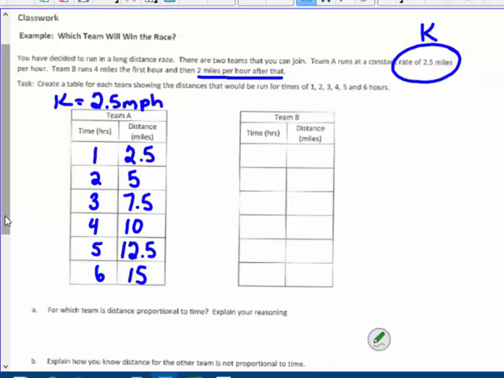Team B runs in the first hour 4 miles. Then after that, each hour, it's 2 miles per hour. So adding on 2 miles, I'm going to have 6, and then 8, and then 10, and then 12, and then 14.